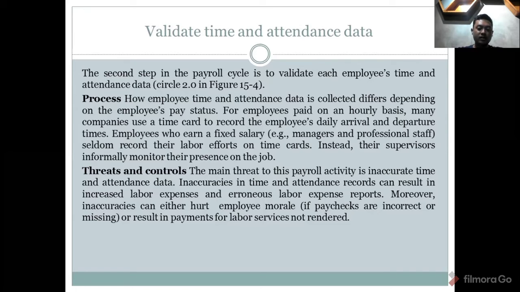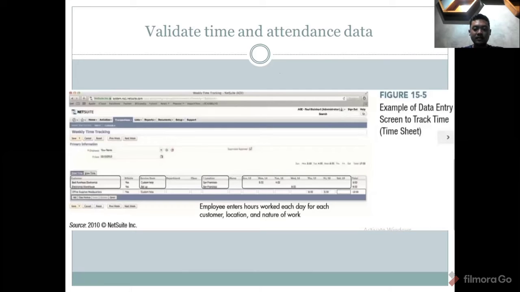Threats and controls: the main threat to this payroll activity is inaccurate time and attendance data. Inaccuracies in time and attendance records can result in increased labor expenses and erroneous labor expense reports. Moreover, inaccuracies can either hurt employee morale if paychecks are incorrect or missing, or result in payment for labor services not rendered. This is an example of a data entry screen to track time. You can see it on the slide.